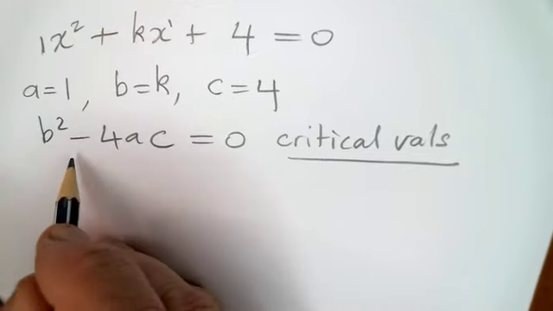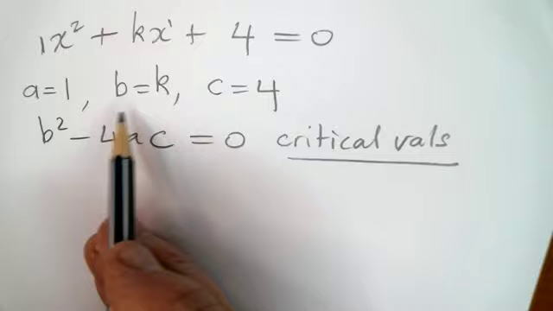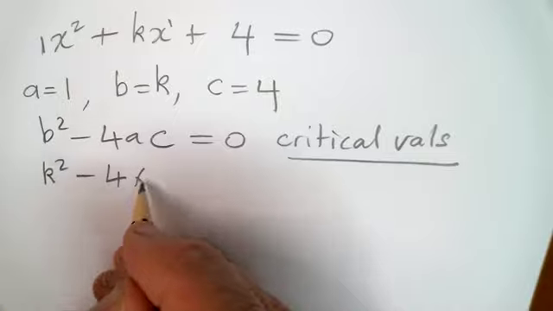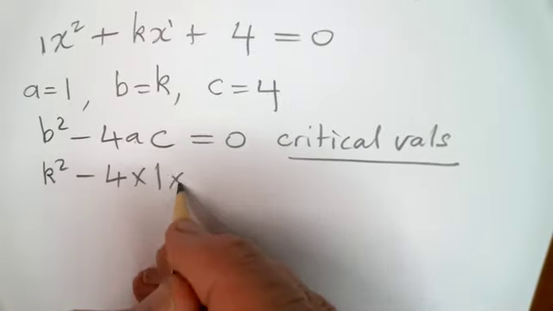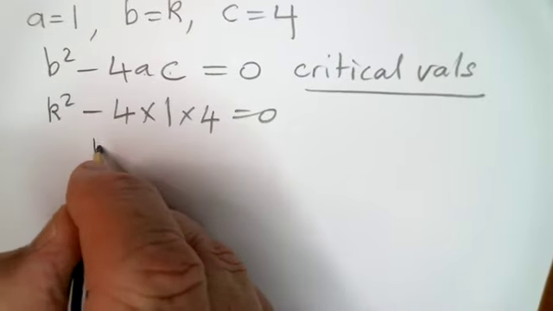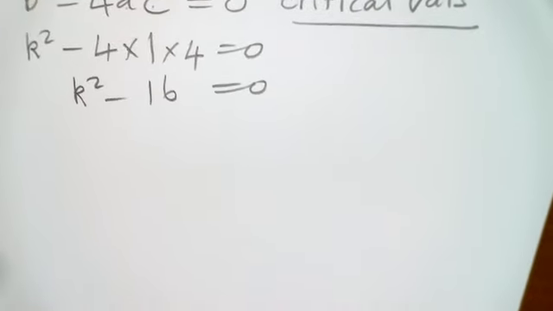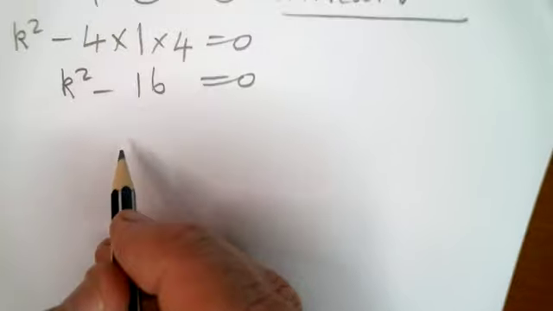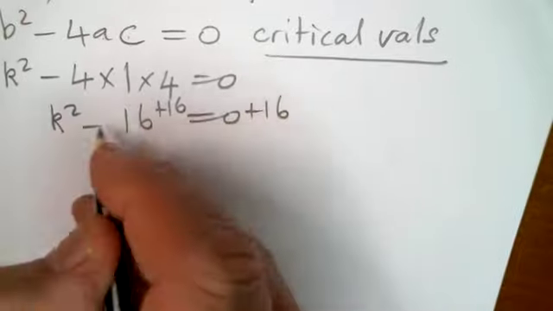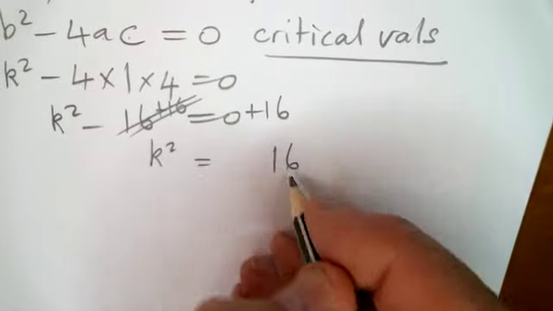So let's have a look. Let's populate the equation with the values we have. b squared, well, b is k, so it's going to be k squared minus 4 times a, which is 1, times c, which is 4, and that's equal to 0. So k squared minus 16 is equal to 0. Let's go ahead and find the value of k. I'm going to add 16 to both sides. 16 minus 16, of course, is 0, and I'm left with k squared is equal to 16.